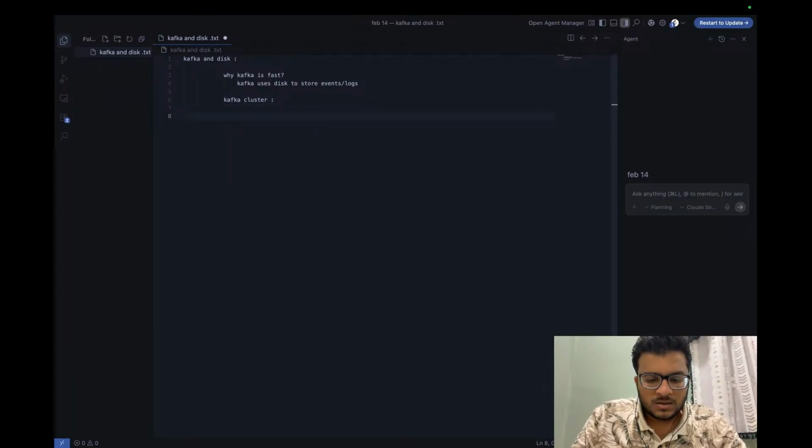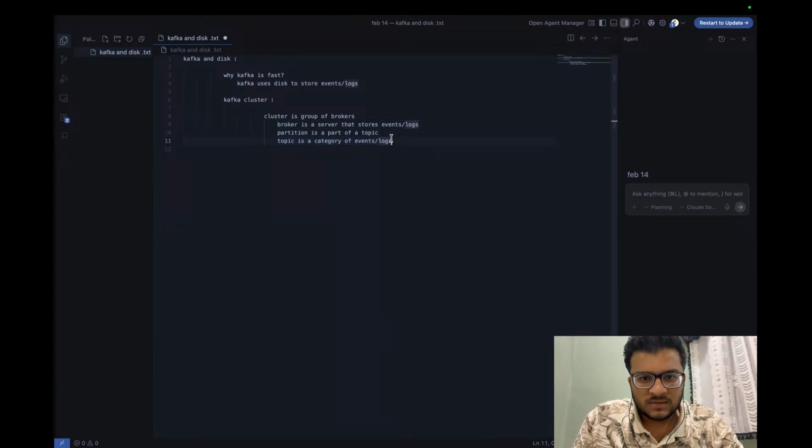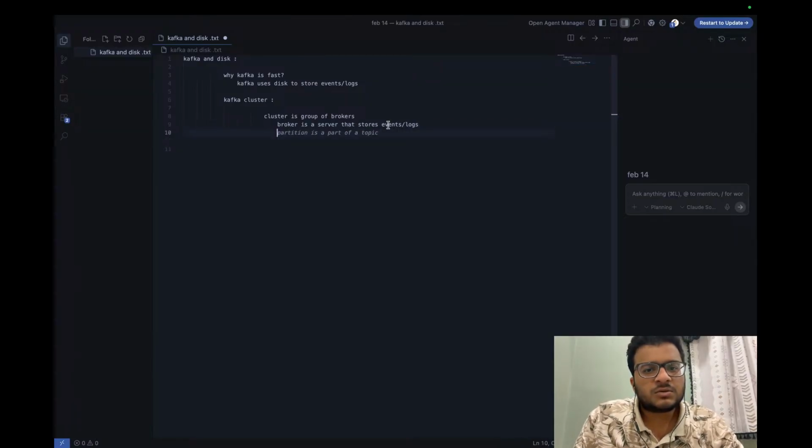As I earlier told, a cluster is a group of brokers. I didn't write this; I think I was pressing tab and it gave it automatically. Broker is a server that stores events or logs. This is wrong. A broker doesn't store events or logs. A broker is a server that does the work of storing logs or events.